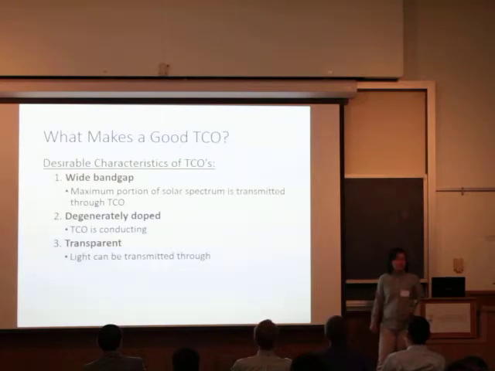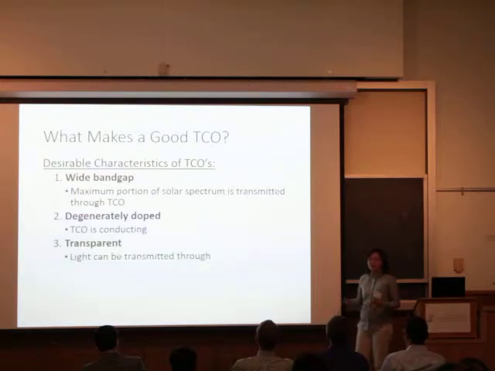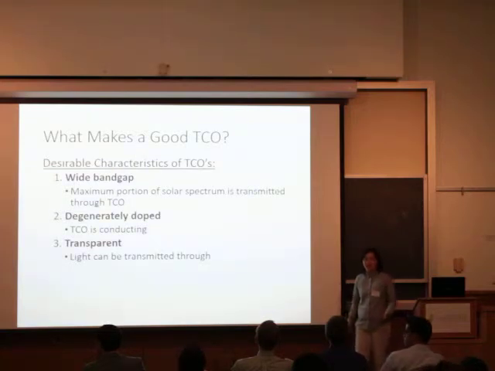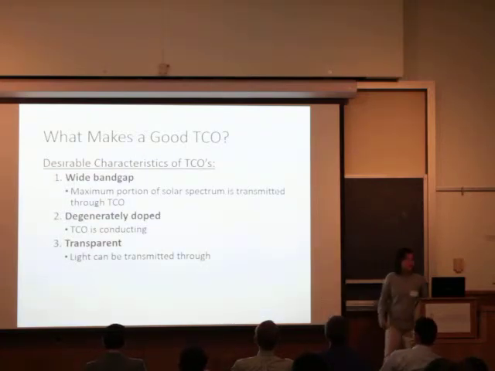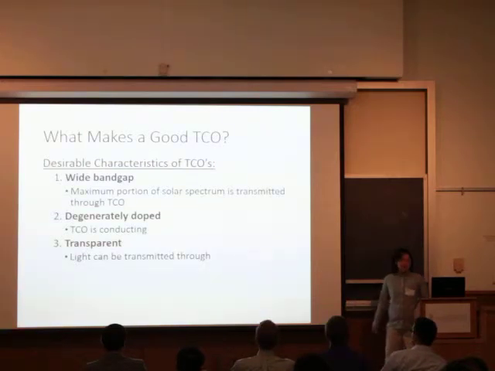The second is that we want our TCO to be what is known as degenerately doped. This is a way in which we can trick the material into behaving in a way that it doesn't naturally behave. How we do it is we insert high amounts of a specific type of impurity that introduces free charge carriers into the material. If we cram as many carriers as we can into this material, our TCO, which is normally an insulator, will begin to behave like a metal and conduct electricity. The third obvious characteristic is that we want it to be transparent. This is for obvious reasons, namely so light can pass through.